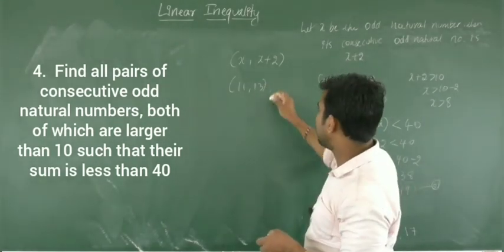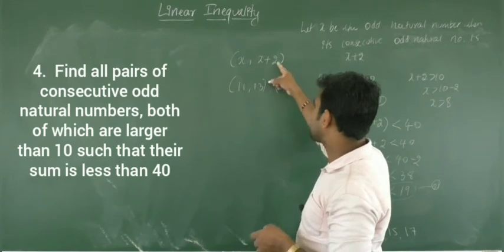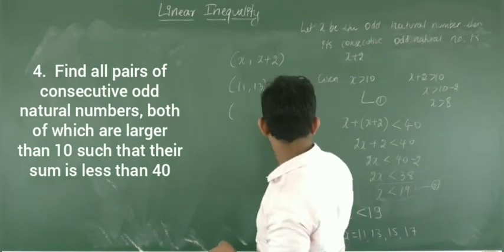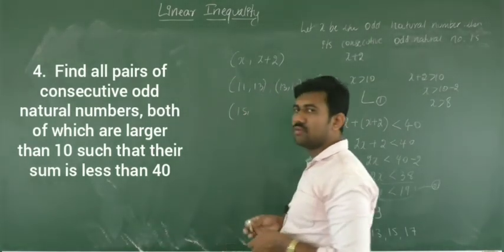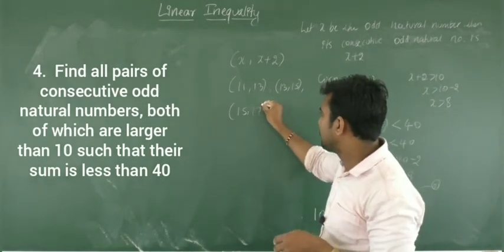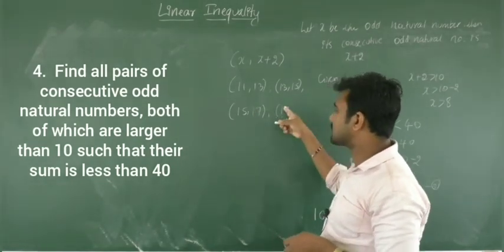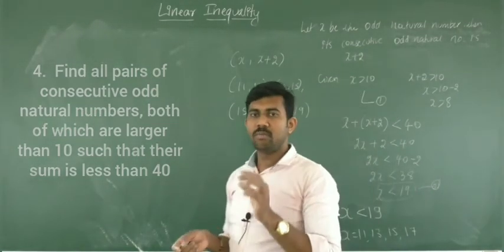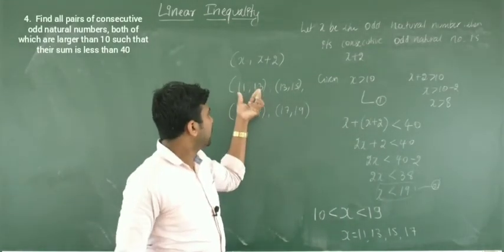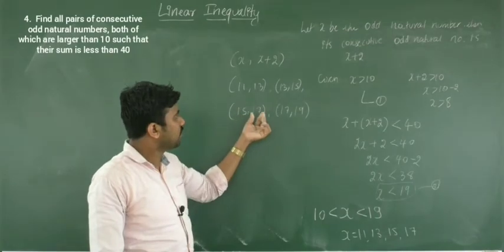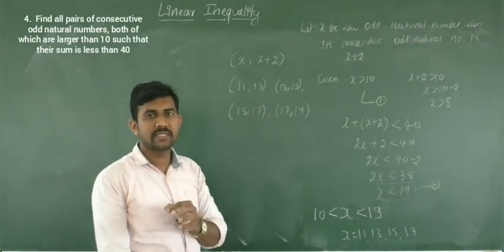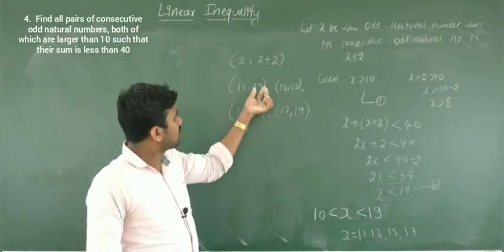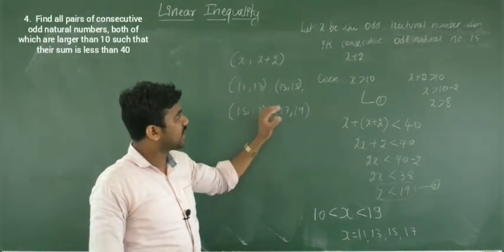Okay, if x is the next number 13, then what is x plus 2? 13 plus 2 is 15. If x is equal to 15, then x plus 2 is 15 plus 2, that is 17. If x is 17, then x plus 2 is 17 plus 2, that is 19. So there are 4 possible pairs: 11 and 13, 13 and 15, 15 and 17, 17 and 19. Clearly, these hold the condition of the given question. You can observe here that both numbers, x and x plus 2, are greater than 10.